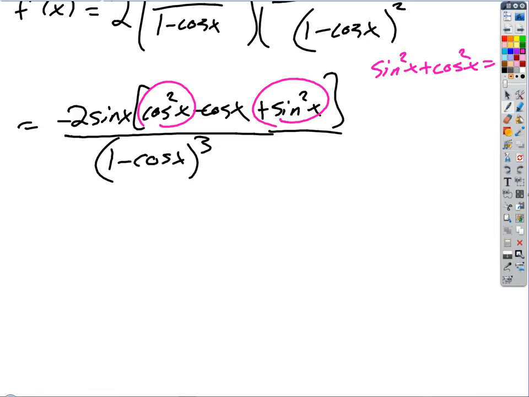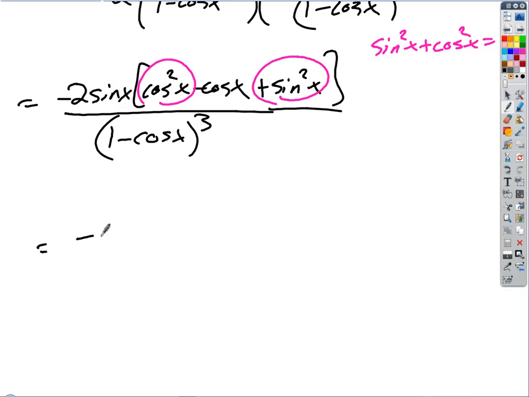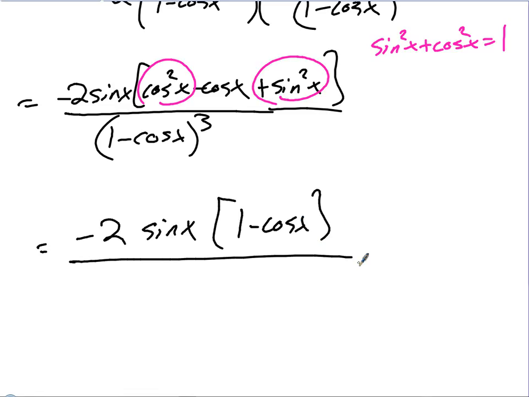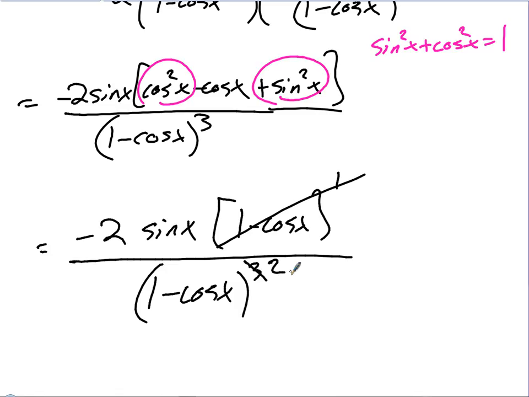Okay, so that helps. So then I get minus 2 sine x times 1 minus cosine x over 1 minus cosine x cubed, right? Okay, anything else I can do? Good. Can cancel this out. So I've got a 1 minus cosine x to the 1 there. Can cancel out one of those and give me just a 1 minus cosine x quantity squared on the bottom. That's it, looks like. Nothing else we can do, right?